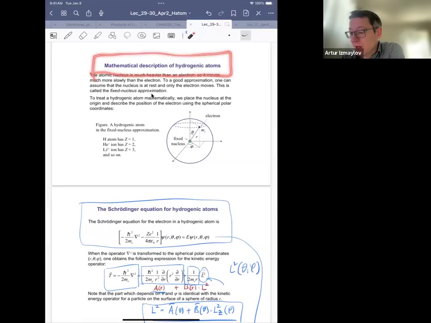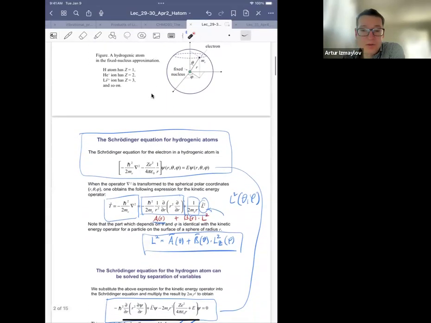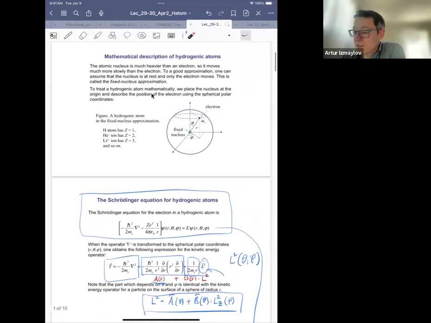Mathematical description of hydrogenic atoms: we use the fixed nuclear approximation. We fix the nucleus because it is heavy and we can do that. We can correct this approximation later if we need high precision. Sometimes we do, but not in this course. In this course, it's perfectly fine to have a fixed nucleus, and the error that comes from that is, as we will see, really small.